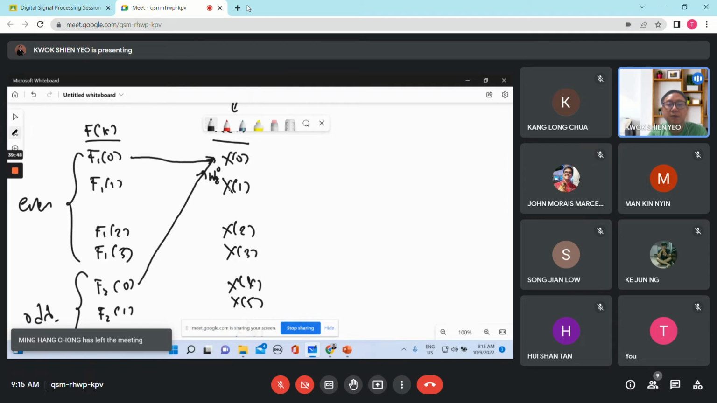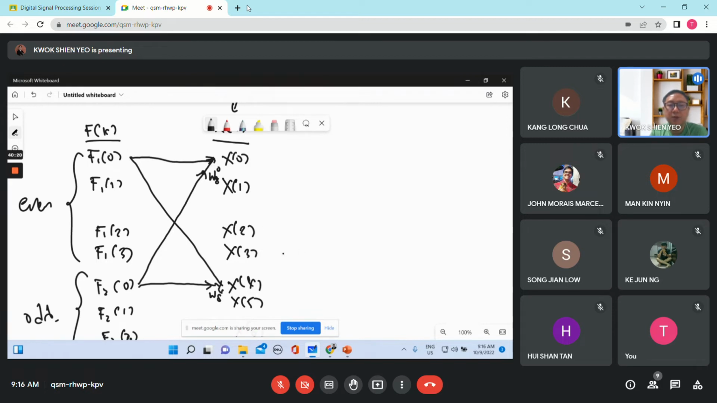Similarly, if I wanted to calculate my X1, then I need F11 and F21. If I continue this process, you see that I can actually draw this. If I want to calculate my X40, I can use my F10 and F20, but for F20, it has to go through W84. So if I continue this process, I'll be able to draw all the connections. Let me just quickly draw all the connections. I only show you how to get X0, but the rest you can infer yourself.